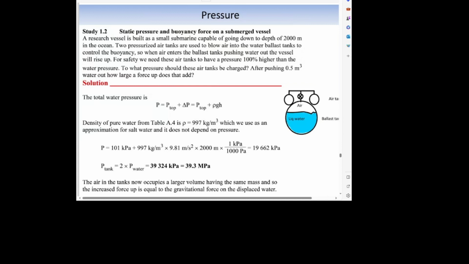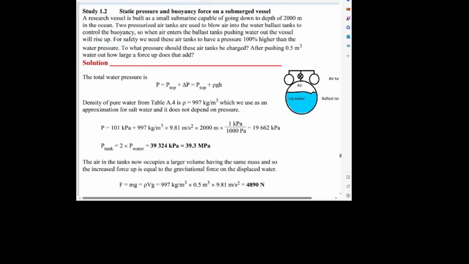Okay. So over on the left here is just the atmospheric pressure in kilopascals. And then you just go through density, gravitational acceleration times the depth. And in this case, you perform a calculation, and it's 19,662 kilopascals. Since the pressure is 100% higher than what's needed, it's basically just 2 times the water pressure that we'll need in the tanks. So 2 times that result gives us 39.3 megapascals.